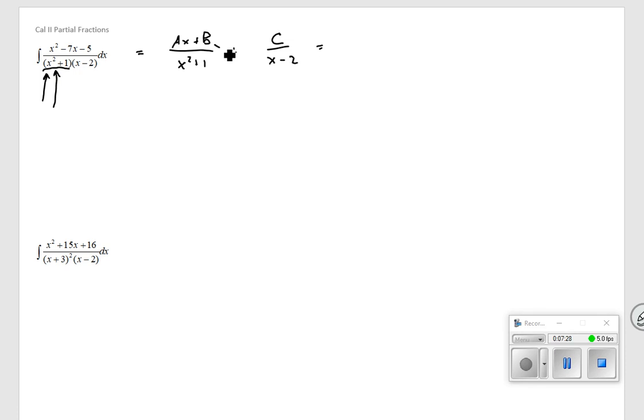And when we do the cross multiplying here, I'm going to have ax squared, do your FOIL, minus 2ax plus bx minus 2b.